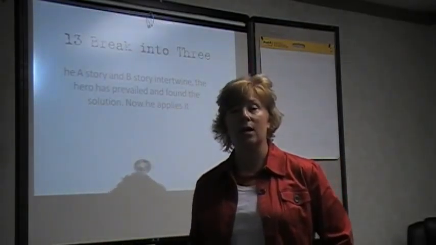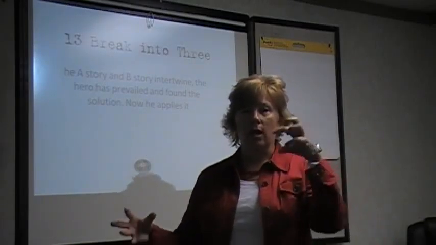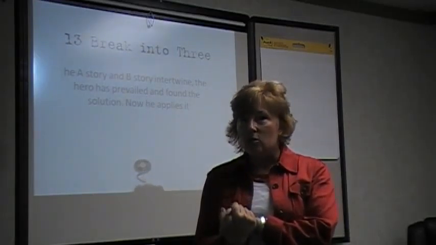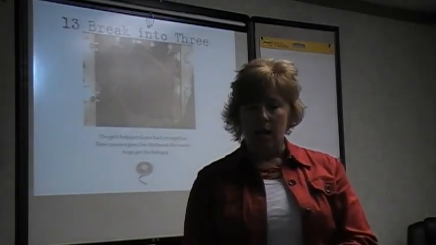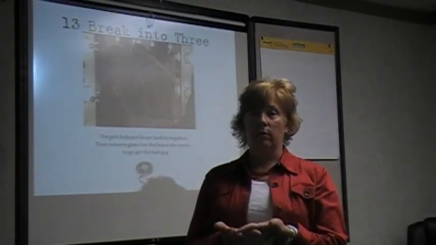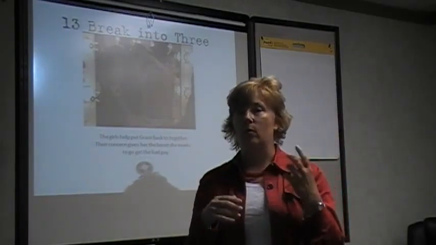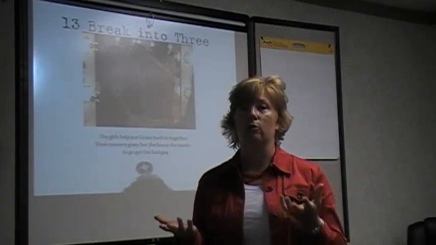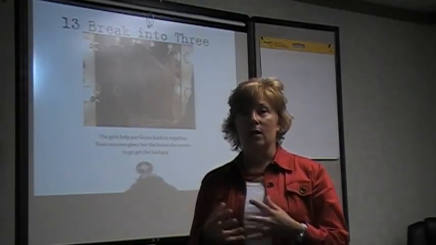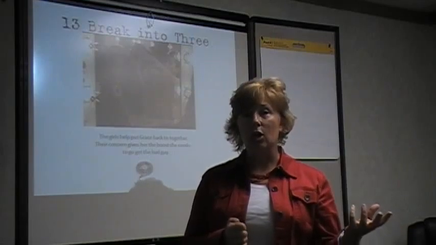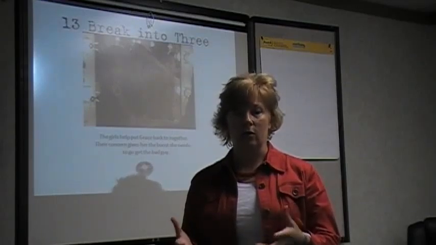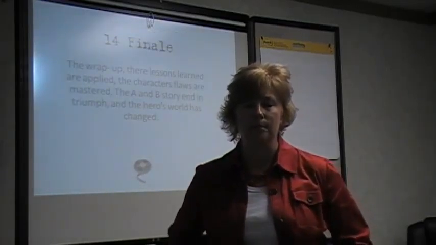Number 13 is Break into 3, Act 3. That's where the A story and the B story come together. The hero has prevailed and he's found a solution, but now he has to apply it. And in Miss Congeniality, that's where Grace goes back to the pageant. Her hair's a mess. She doesn't know mascara from a tube of lipstick, but she has to pull herself together because she has to stay in the pageant in order to try and protect the girls. And they see that she's a mess and they rally to help her. Even though she's a competitor, they care about her enough that they want her to succeed, and so they rally around her and help her, and that gives her the strength to go back on and to go ahead and compete and try and find the bad guy.